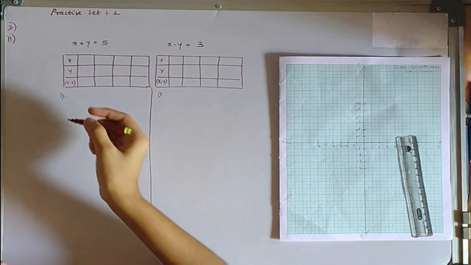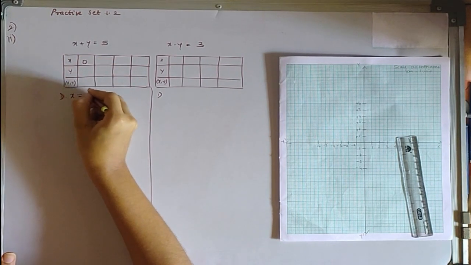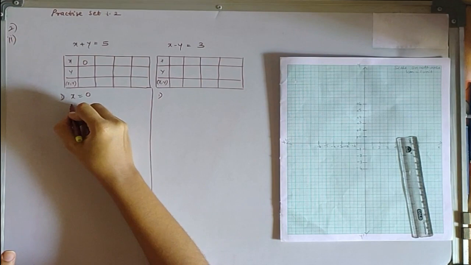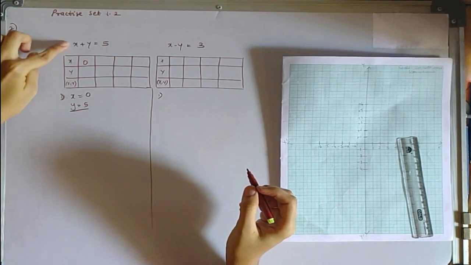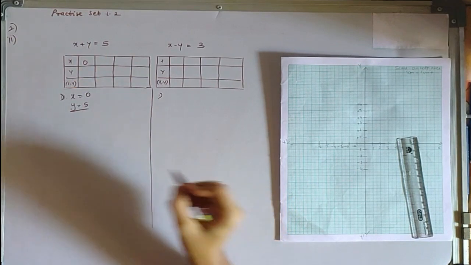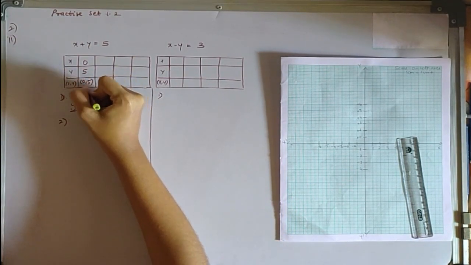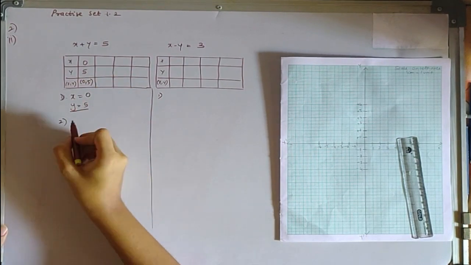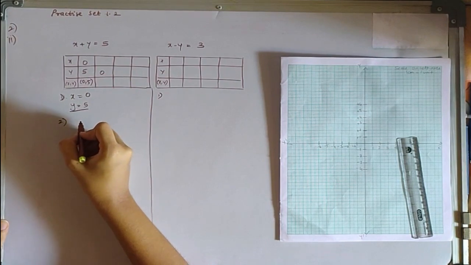Now let's say I am taking x is equal to 0. For x is equal to 0, what will be my y? y will be equal to 5. Fine. Substituting x is equal to 0, you get y is equal to 5. So this will be 0, 5. Next, if I take y is equal to 0, what will be my x?